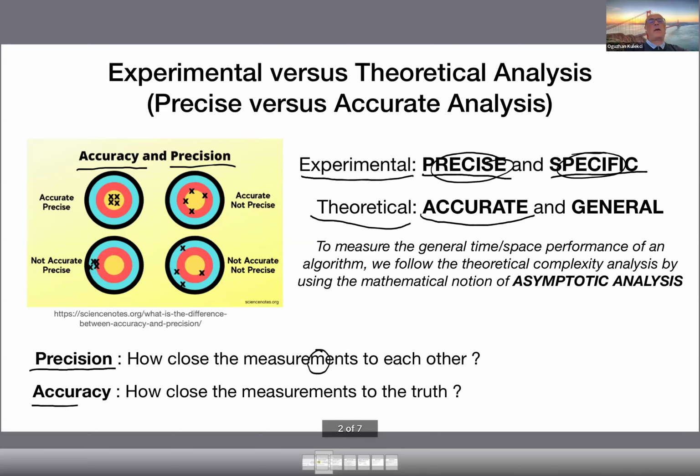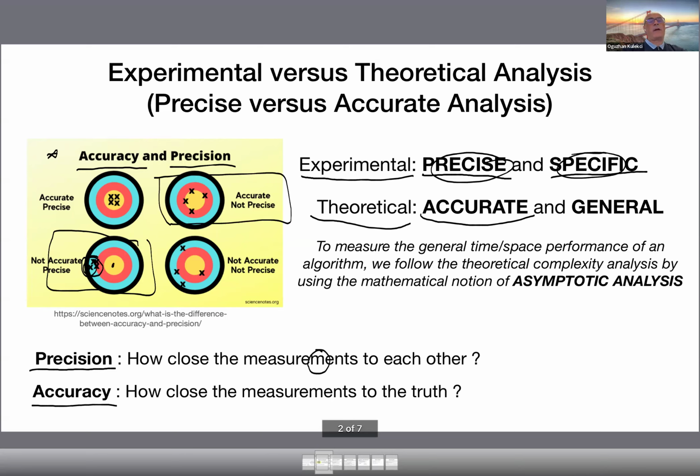On the other hand, accuracy is how close the measurements are to the truth. Okay, so I may have a lot of measurements, they might be close to each other, but that doesn't guarantee me that the result is accurate. On this graph, you see here some measurements. They are very precise, but they are not accurate. They are far away from the center.